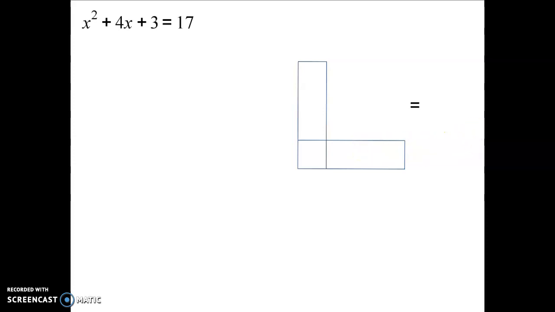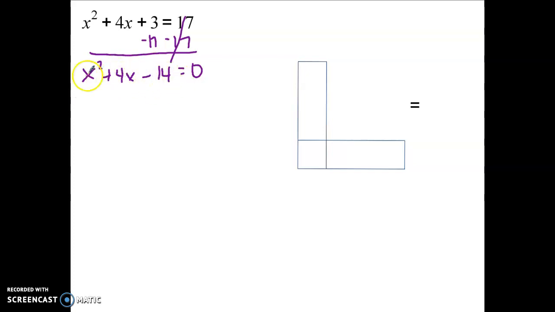So the reason why this process exists, think about if we were going to solve this one using the factoring idea that we have already practiced. So if I subtract 17 from both sides, I get x squared plus 4x minus 14 equals 0. All right, so I need to multiply a times c. I'm going to get negative 14. So I need two things that multiply to be negative 14 and add to be positive 4. Well, I'm not going to be able to come up with anything.